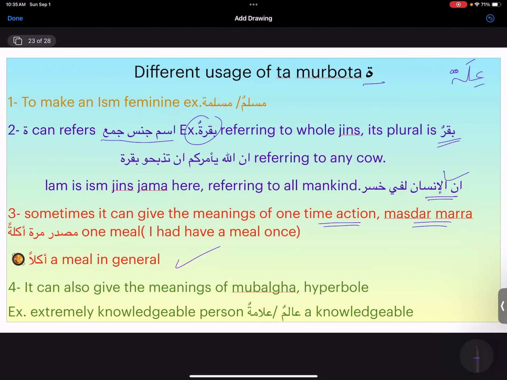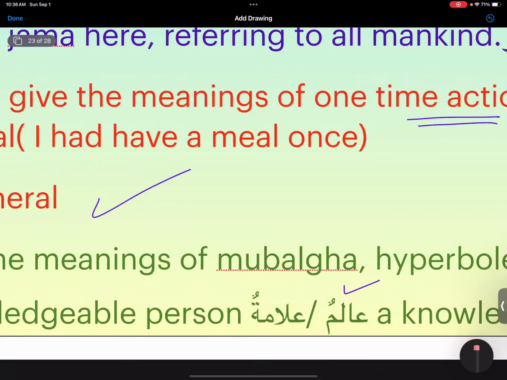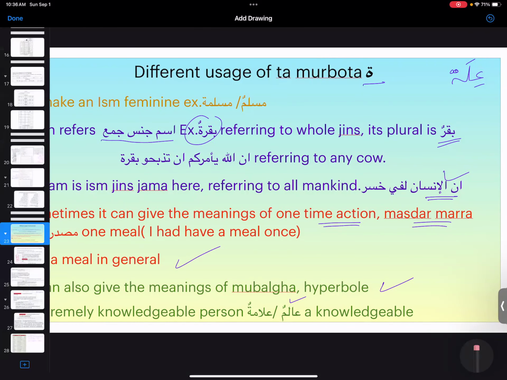Then number four is it can give the meaning of mubalagha. This ta marbuta can give the meaning of mubalagha, hyperbole. Example is we say alimun, the one who knows a lot, right? And then allamatun. So now this allama, right? Meaning the one who knows a lot, an extremely knowledgeable person. And this ta is not referring to ladies over here. Rather, this allama can be used for both ladies and men. So if a lady is very scholarly, we're going to use the same for her. So this is for hyperbole as well.